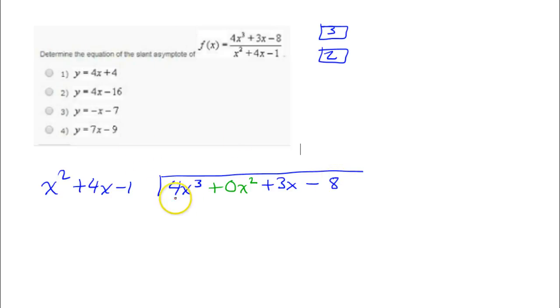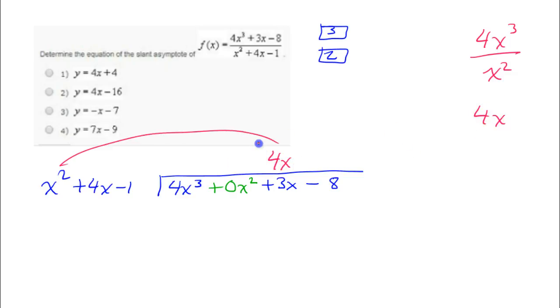So you take this first term underneath the symbol here. So we're going to divide 4x to the third power by this first term, which is x squared. That's going to give you 4x. So that's going to go right here, 4x.